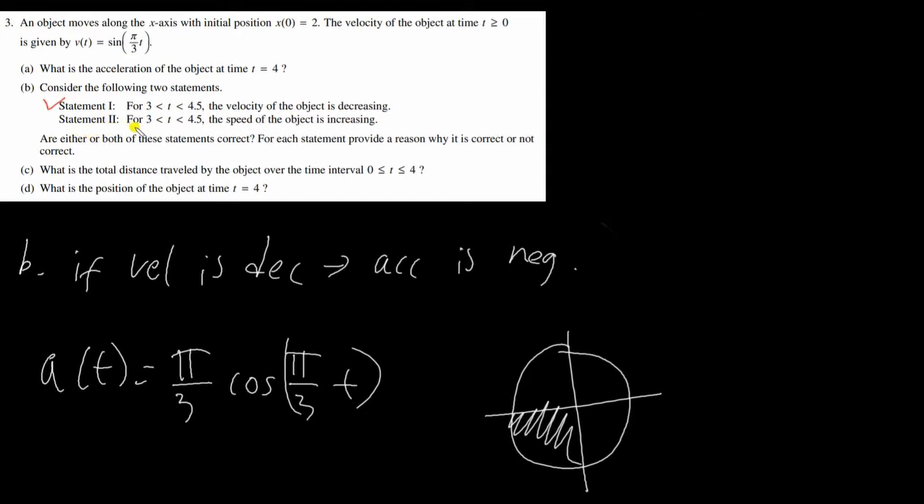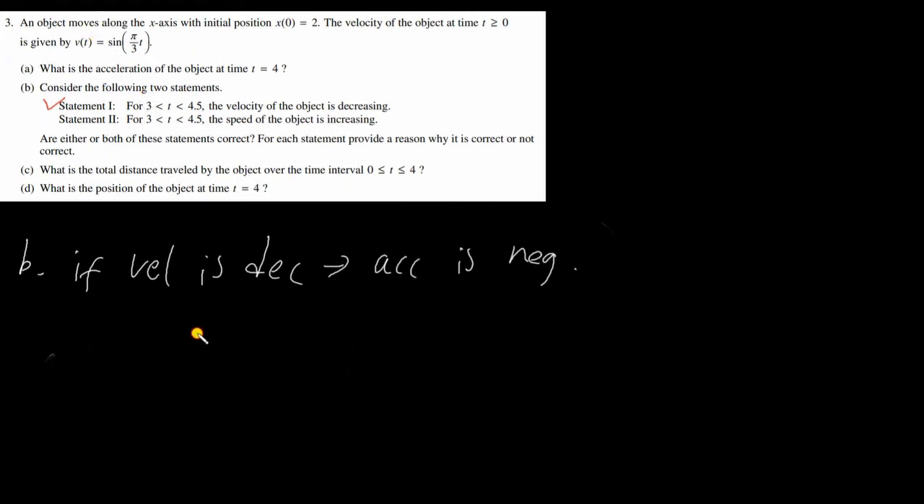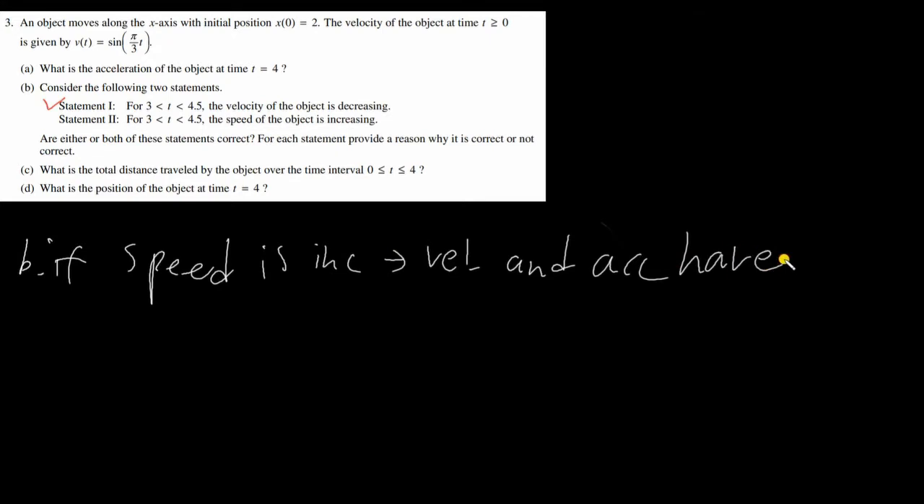Anyways, statement 2. For t between 3 and 4.5, the speed of the object is increasing. What does it mean when the speed is increasing? Let's see. When the speed is increasing, let me erase this stuff here. If the speed is increasing, then the velocity and acceleration have the same sign.